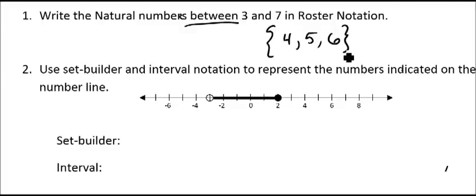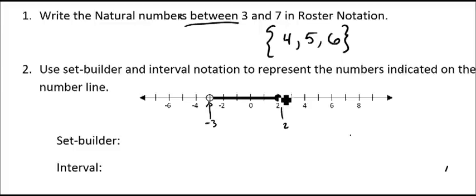Question 2 says, use set builder and interval notation to represent the numbers indicated on the number line. So if I'm looking at these, I can see that this is starting at -3, but it's not including that point. This is right here at 2, and it's including the point. So please know the difference between whether or not a point is included or excluded.